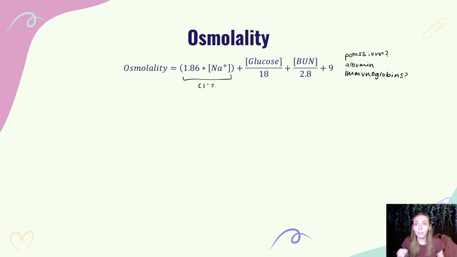The reason we calculate osmol gap is because osmolality makes a lot of assumptions that the patient has a lot of things that are not wrong with them. When we're calculating osmolality, we're assuming that they don't have a lot of hemolysis. We're assuming that they don't have a bunch of albumin floating around in solution. We're assuming that they're not dehydrated. We're assuming that they don't have multiple myeloma and a bunch of immunoglobulins floating around in their system.